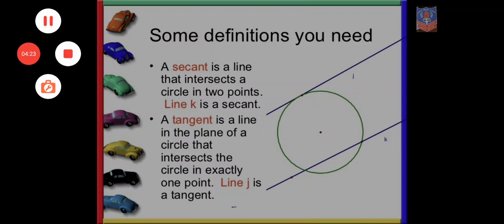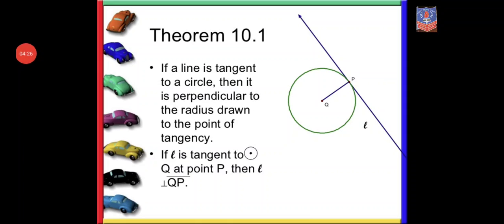Okay students, now let us discuss theorem 10.1. We will discuss the statement of this theorem. What is the statement? If a line is tangent to a circle, then it is perpendicular to the radius drawn to the point of tangency. This point of tangency is also known as point of contact. In our textbooks, it is called point of contact. So what is the statement in our textbook, theorem 10.1? The tangent at any point of a circle is perpendicular to the radius drawn through the point of contact.